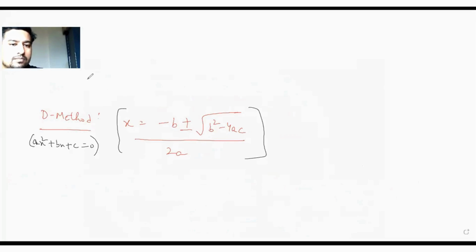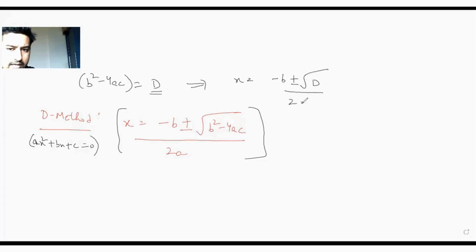In this expression, the part b square minus 4ac is actually called the discriminant of the roots, D. So basically, what are my roots? x is equal to minus b plus minus root over D, divided by 2a. Why is that? Check this now.